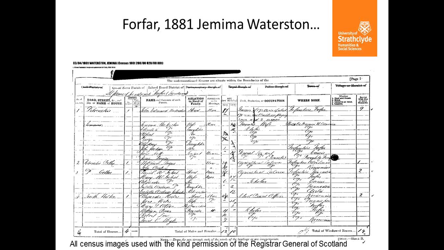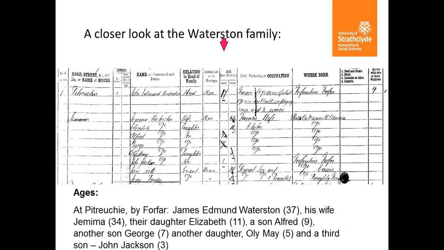So information tends to give you information about a whole family in one place. And this is the Waterston family in Forfar. Now let's have a wee look at that closer up. And here we have John Edmund Waterston, who's head. He's married. He's a farmer of 175 acres, of which 170 are arable, and he employs 3 men and 2 women. And he was born in Forfar.